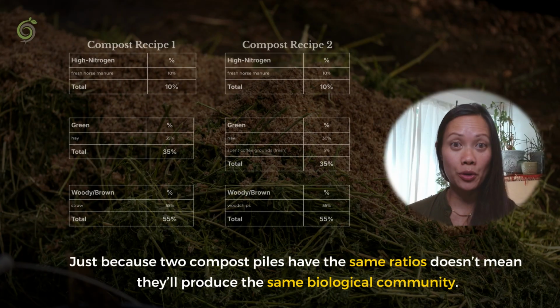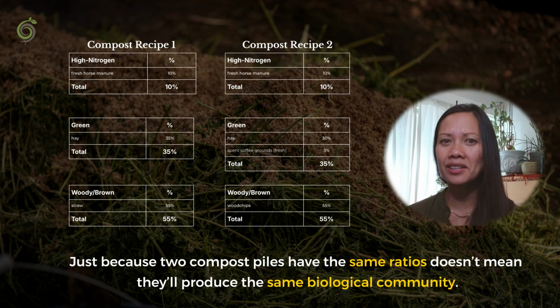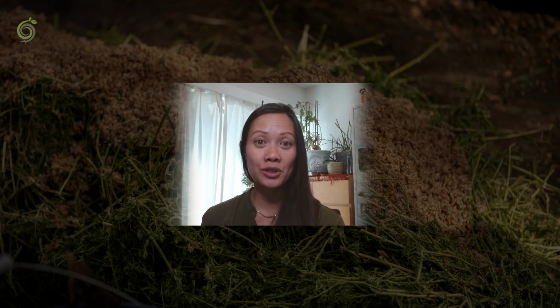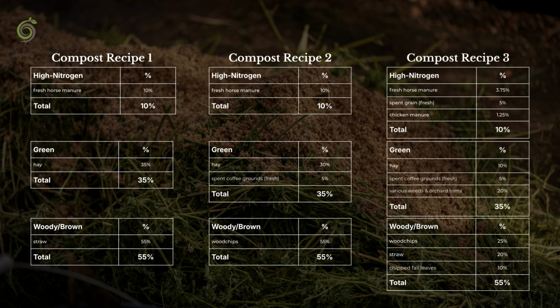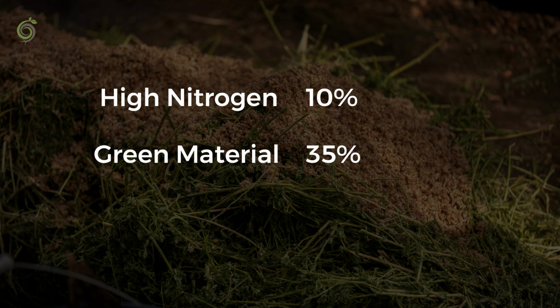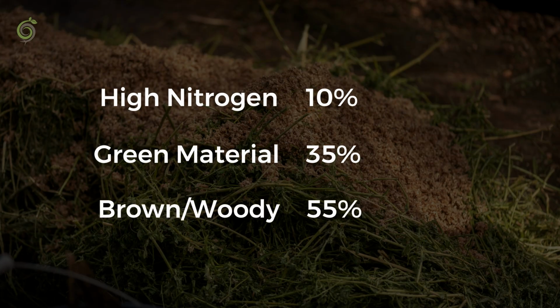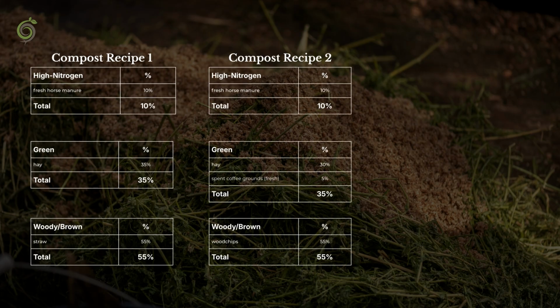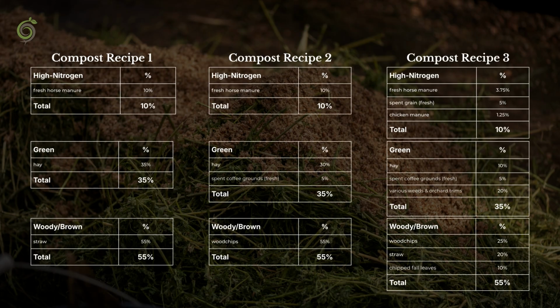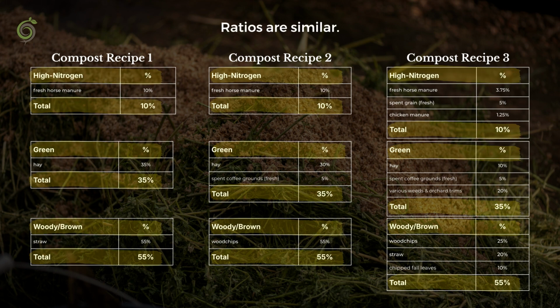Just because two compost piles have the same ratios doesn't mean they'll produce the same biological community. Here's why. I'm going to compare three compost recipes using the same basic category ratios: 10% high nitrogen, 35% green material, and 55% brown or woody material. Here's recipe 1, recipe 2, and here's recipe 3. You can see how the ratios are similar.